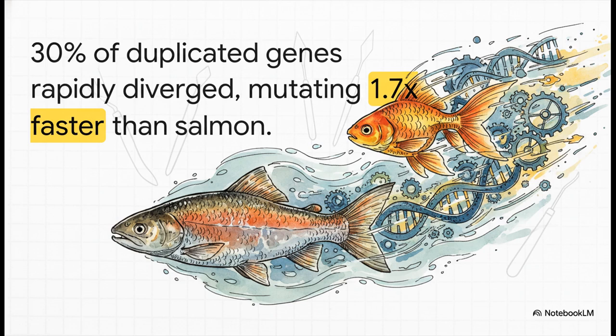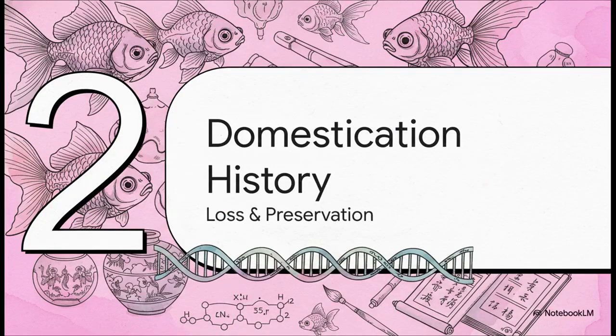In fact, the data shows that 30% of these retained duplicated genes have rapidly diverged in their expression across different tissues. Plus, they're mutating 1.7 times faster than what we see in salmon, which, by the way, had their own genome duplication event 80 million years ago. This incredibly rapid divergence provided the raw, malleable clay for human domestication. Which brings us right to Section 2, domestication and diversity loss.